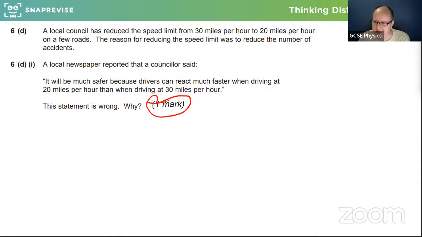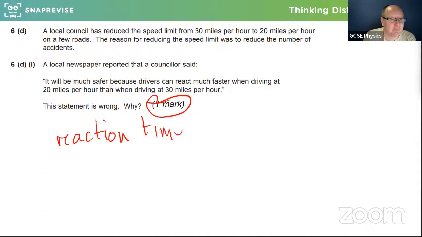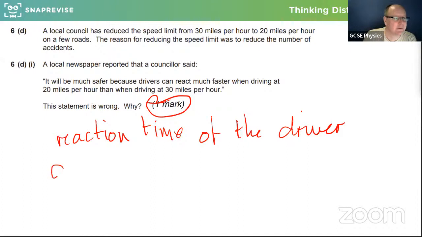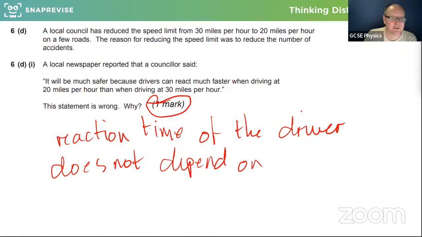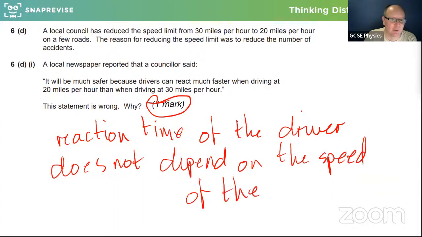Yes, the speed of the vehicle has nothing to do with reaction time, Samaya, absolutely right. So that's the answer, and it's only 1 mark, so you just need to state exactly what you've just said, really. Reaction time of the driver does not depend on, or is independent of, the speed of the car. And there's your answer for 1 mark.